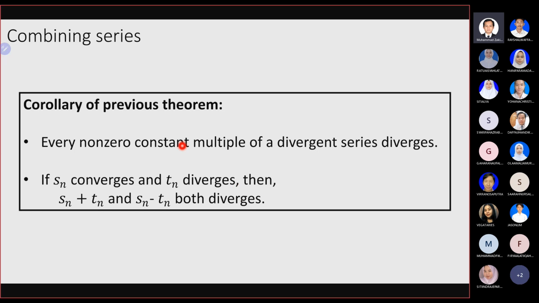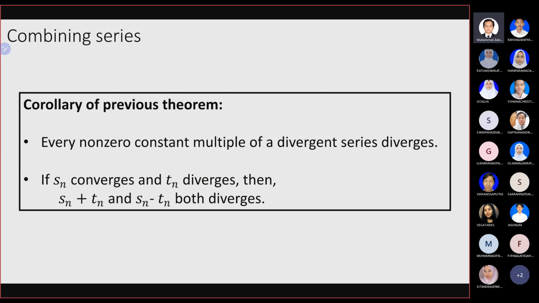Jadi untuk aturan yang ketiga tadi ya, yang perkalian dengan konstanta, kalau kita punya deret yang divergen, kita kalikan dengan konstanta berapapun yang tidak 0, maka deret tersebut pasti divergen juga. Kemudian kalau salah satu dari 2 deret ini, S dan T-nya divergen, maka baik aturan penjumlahan maupun pengurangan itu akan menghasilkan deret baru yang divergen. Ini catatannya yang kedua, salah satunya konvergen, yang lainnya divergen.